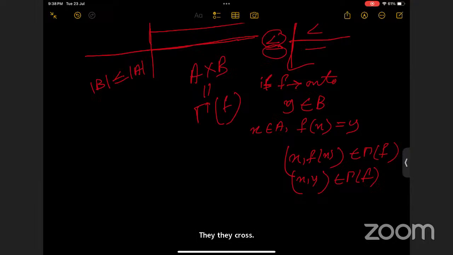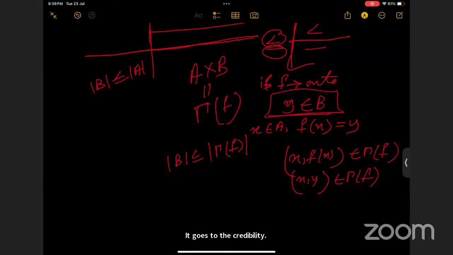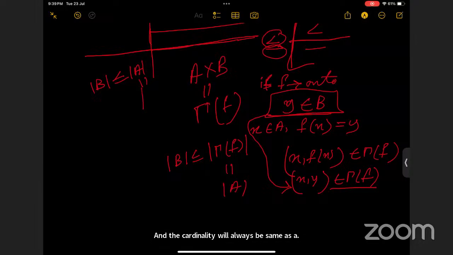Corresponding to any point we take from our set B, we can find a corresponding point in the graph. So the cardinality of the graph will always be the same as A. From here we can also deduce that the cardinality of the graph is always equal to the cardinality of the domain.